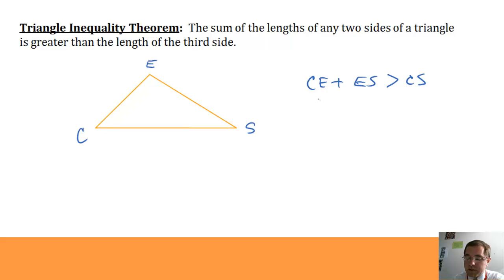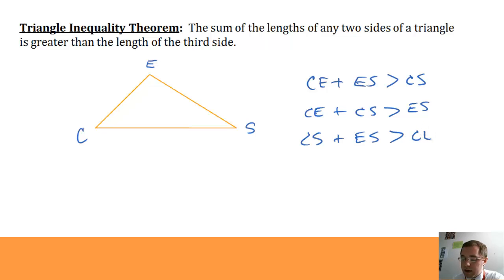If I take a different pair of sides, say CE and CS, and I add them together, this theorem says that must be greater than the third side, ES. And if I take the third pair of sides, CS and ES, and I add them together, this theorem says this must be greater than the third side, CE. Any two sides of the triangle, you add them together, must be greater than the length of the third side.